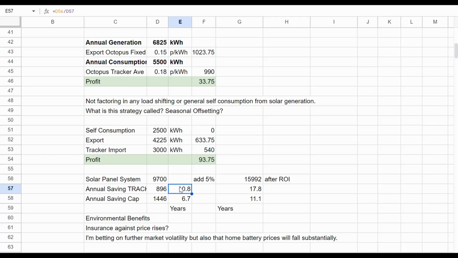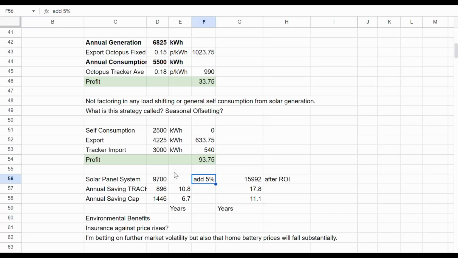And this is the point I'm making, the difference between Octopus Tracker as a tariff and the price cap as a tariff. Now people are telling me, yeah, but the tracker's going to change and you can't base anything on that. Have you not seen how the price cap has changed in the last 2 years? Equally, we can't base anything on that. The tariffs could change at the flip of a coin.